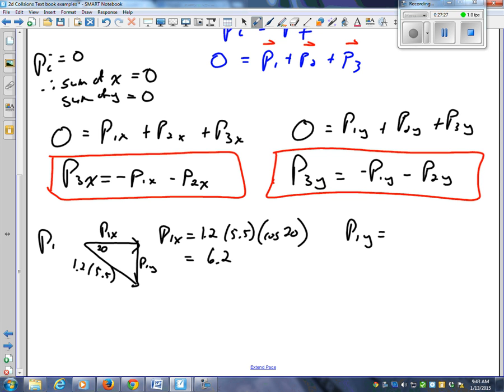P1y, I'll do the y's over here. Y is down, negative. So this is going to be 1.2 times 5.5. I should probably just have that number already, right? There's no sense in me redoing it, but I didn't. 1.2 times 5.5 times sine 20. It'd be really nice if you guys all got this right on the test, because it's much easier to mark. Could you do that for me? Just to make my life a little easier, I'd sure appreciate that. 2.26. Down, so it's negative.